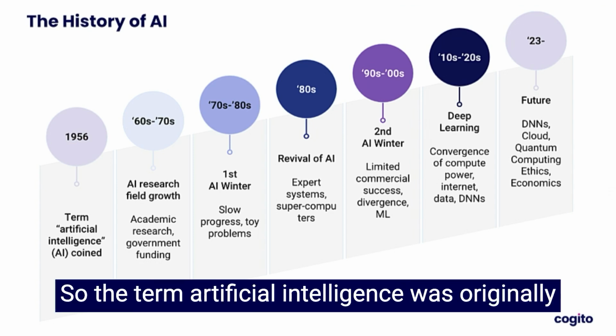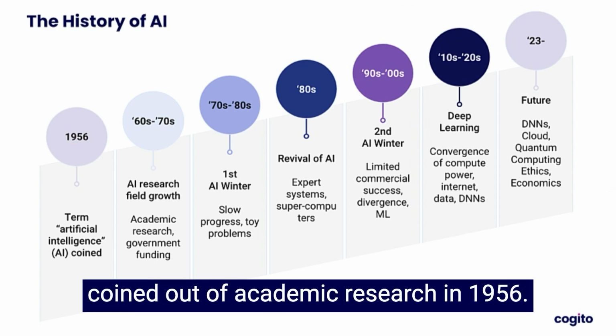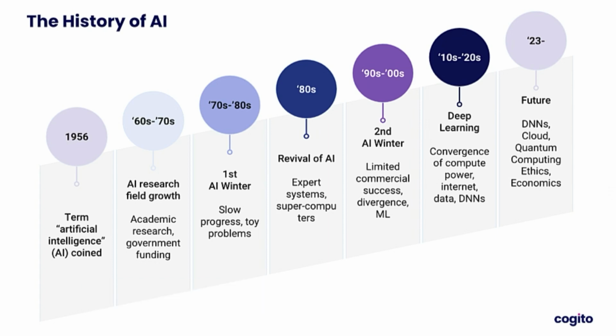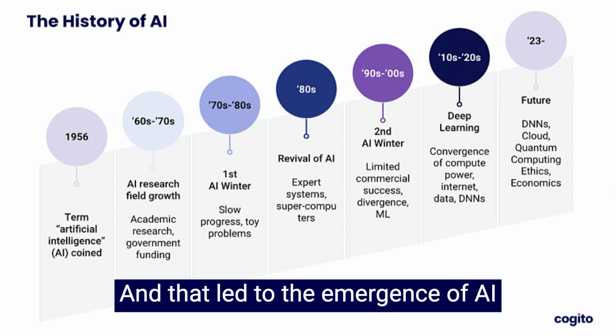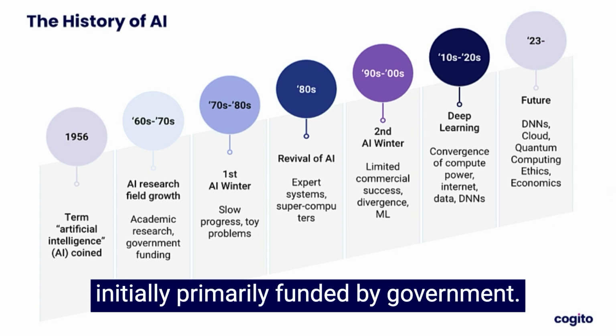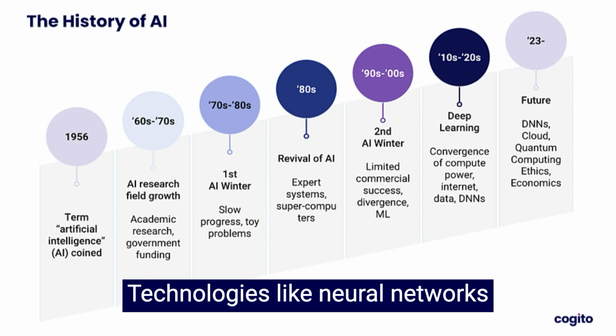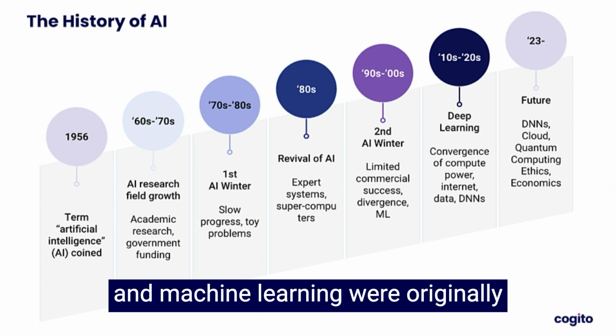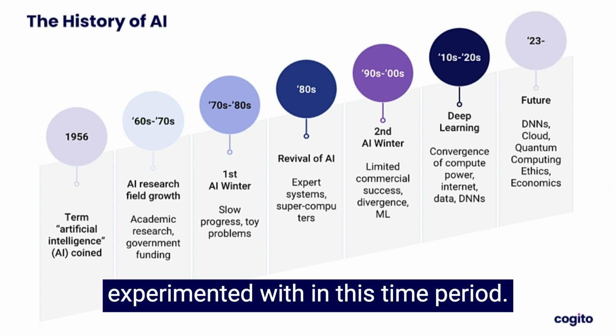The term artificial intelligence was originally coined at an academic research conference in 1956. And that led to the emergence of AI research as an academic field, initially primarily funded by government. Technologies like neural networks and machine learning were originally experimented with in this time period.